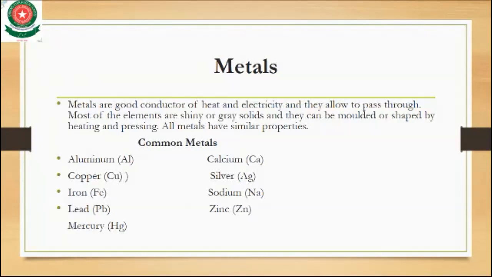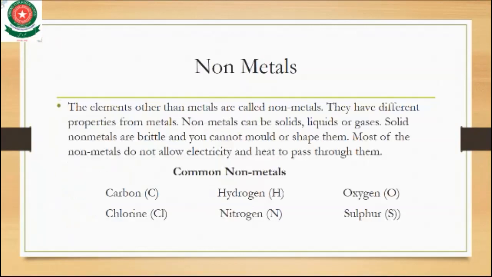I will repeat the metals. Metals are very good conductors of heat, and they allow electricity to pass through them. Most metals are very shiny gray solids, and they can change their shape by heating or pressing. All metals have similar properties. It means that all metals conduct electricity, and all metals can change their shape by heating. Okay. Next is non-metals.